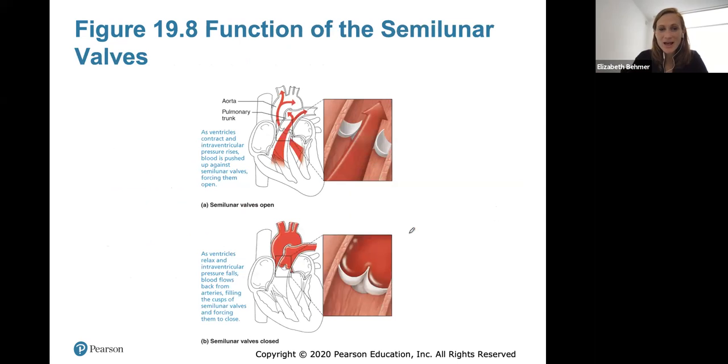Here's a look at the semilunar valves. They will eventually open when pressure builds up high enough in the ventricles, and the ventricles contract to force blood out into the main blood vessels, the aorta and pulmonary trunk. Then they will close again so you don't have blood flowing back into the ventricles from where it came.